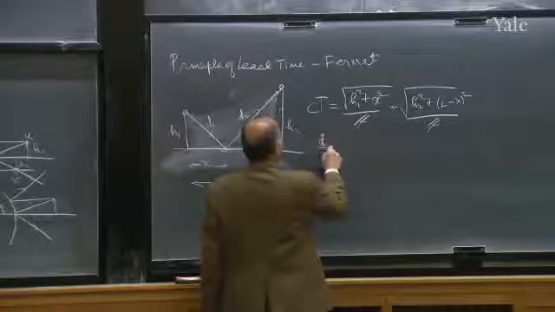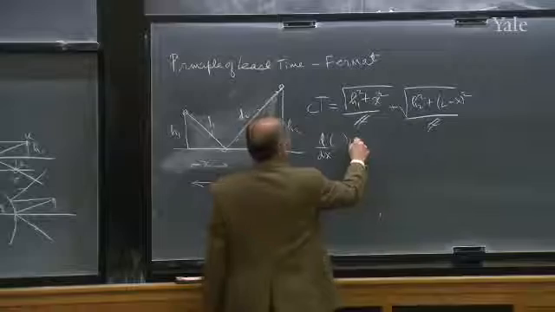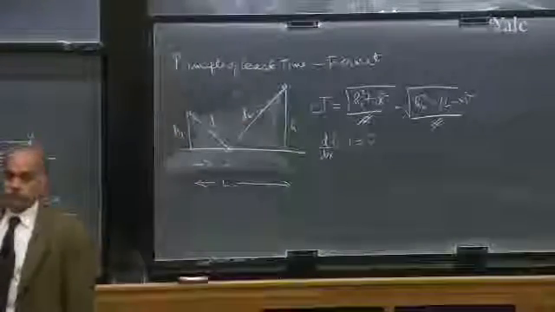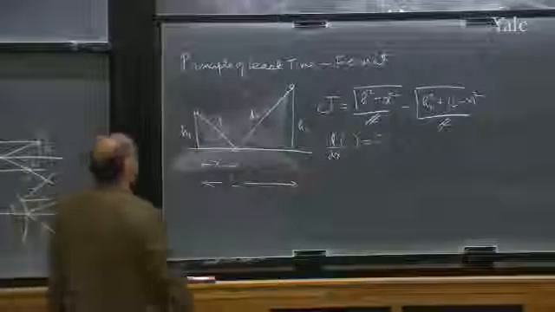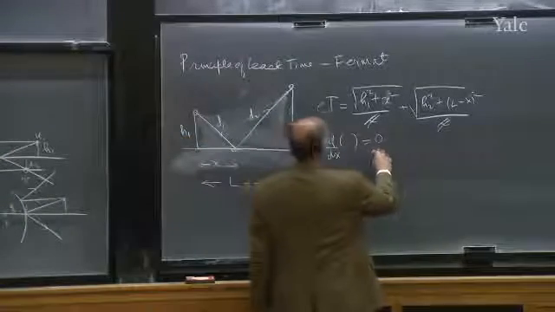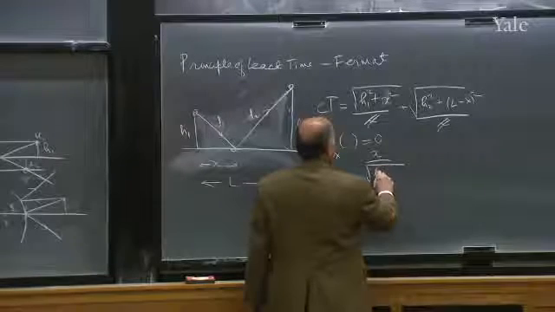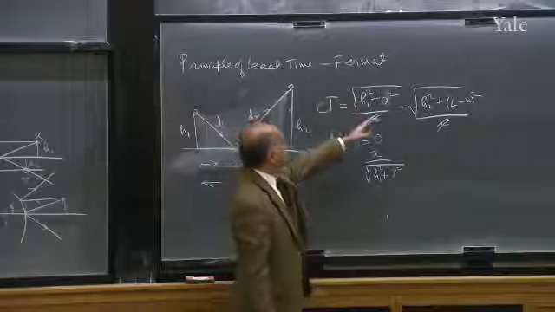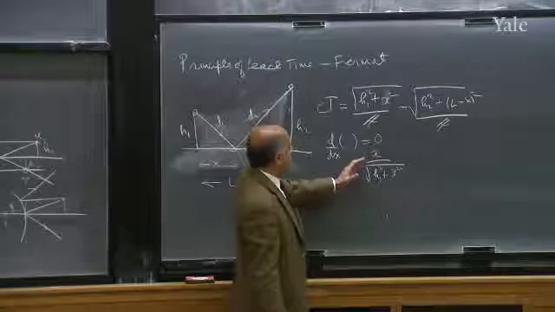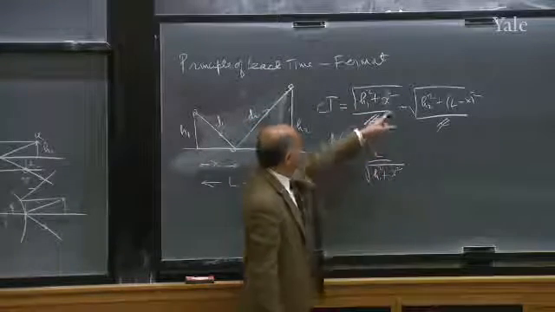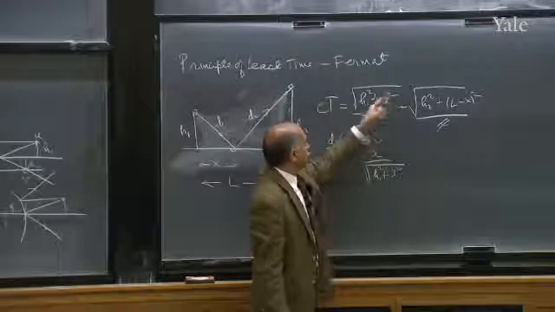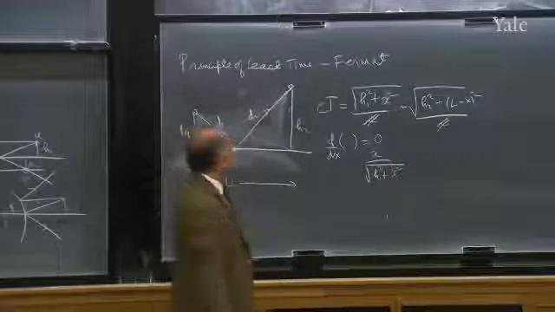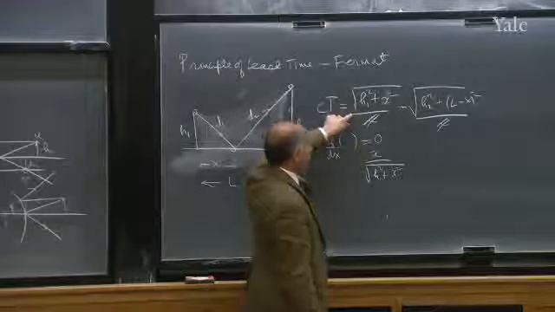So let's take d by dx of this whole expression and equate it to 0. That's how we find the minimum of anything. So let me take d by dx of the first term. That is x divided by square root of h1 square plus x squared. You understand? Something to the power 1/2 is 1/2 times something to the power minus 1/2 times derivative of what's inside. That's the 2x. That's what cancels the 1/2, and you get this.